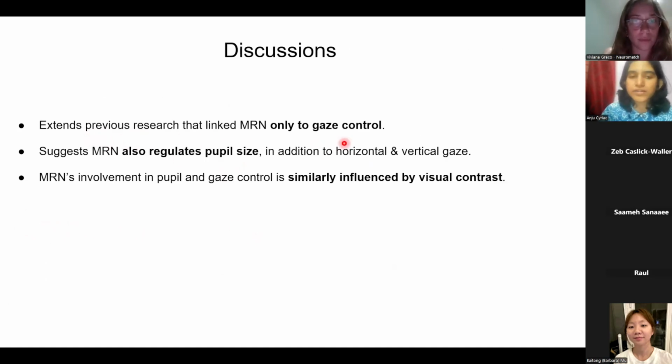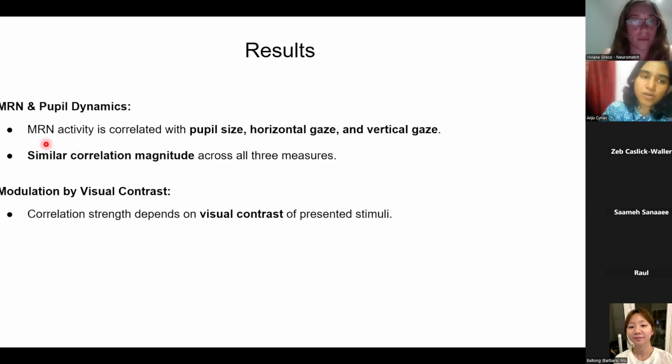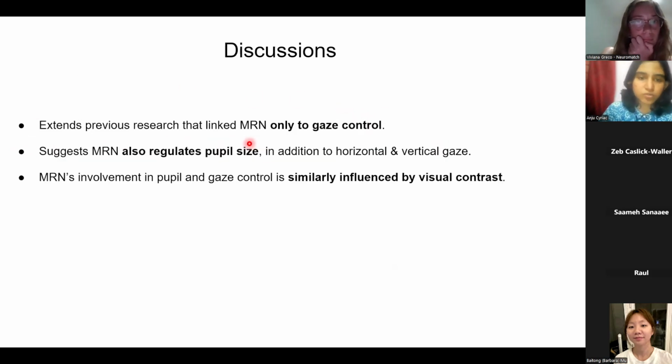And regarding our results, all the literature I could find mostly talked about how MRN activity is related to gaze control, that is horizontal eye movements or vertical eye movements, but I didn't find any which specifically talked about how MRN is related to pupil size. But through our exploration, we could figure out that similar to how MRN is correlated with pupil horizontal and pupil vertical gaze, it's also correlated with pupil size. So that's something new that we found. All three correlations showed similar trends. And also, MRN's involvement in pupil and gaze control are both similarly influenced by the visual contrast strength presented in front of the mice.